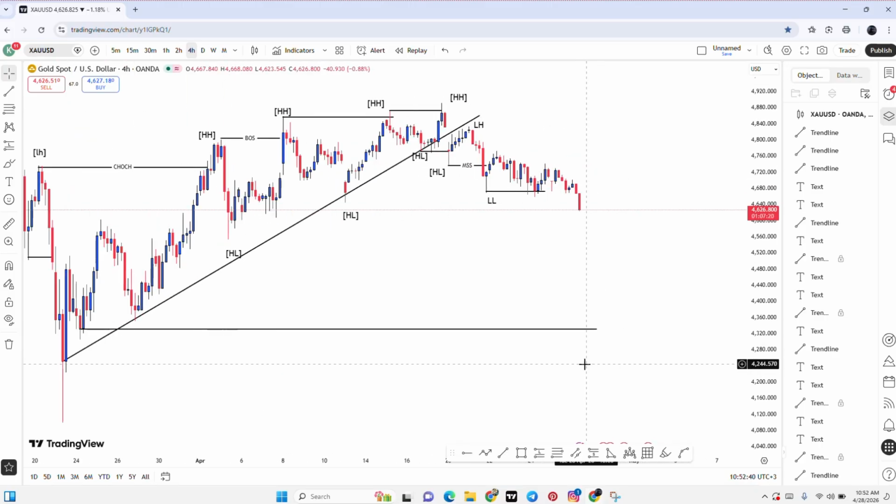So that is it for today. In the lower time frame, you just go and look for an area where you look for a sales opportunity.